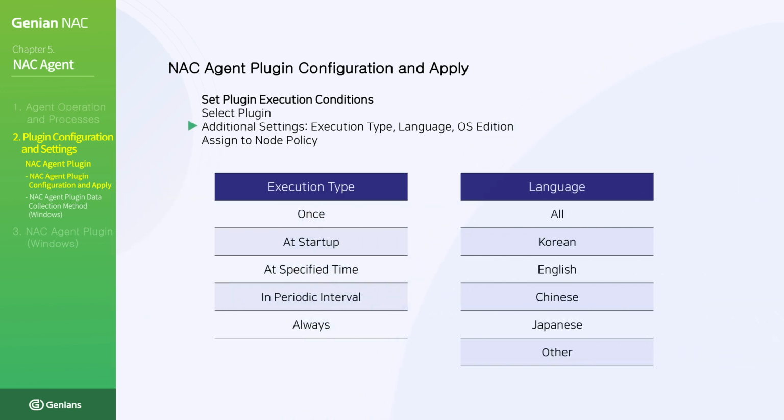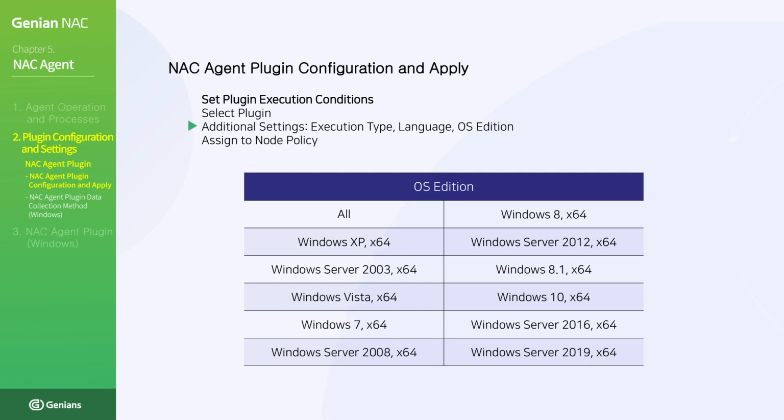Third, configure the execution type, language, and OS for the plugin. Execution type can either be predefined by the plugin or chosen by the administrator based on 5 available options. Language specifies the language setting of the endpoint OS where the plugin will run. Multiple languages, including Korean, English, Chinese, Japanese, and others, can be selected. The OS edition refers to Windows platforms, and you can select multiple OS versions provided by Microsoft.